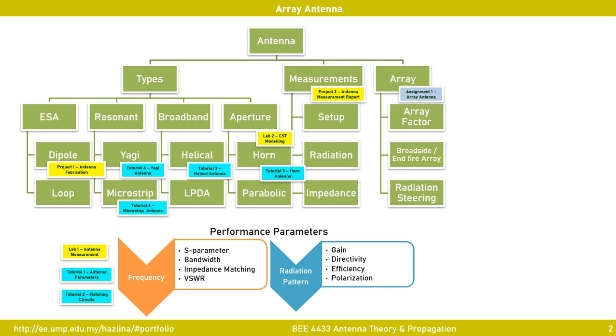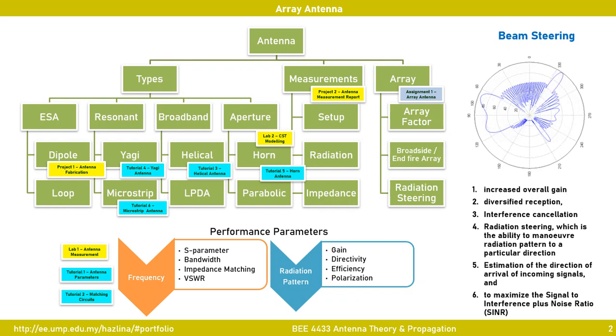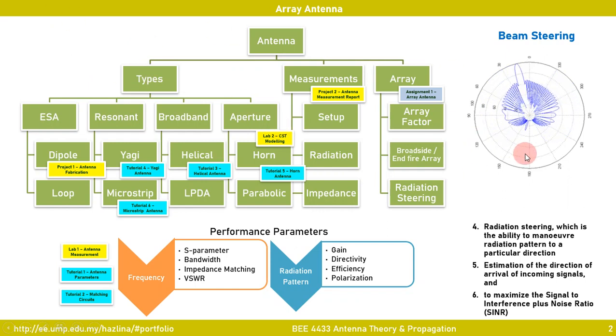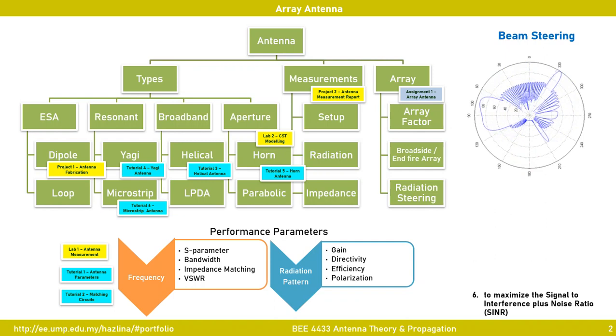In the previous segment, we had looked into different clusters of antennas, which are electrically small antenna, resonant antenna, broadband antenna, and aperture antenna. While the use of a single antenna completes the transceiver systems, sometimes certain applications may require additional radiation performances, such as increased overall gain, diversified reception, interference cancellation, radiation steering, which is the ability to maneuver the radiation pattern to a particular direction as shown in the figure above, direction of arrival estimation, and to maximize the signal to interference noise ratio, SINR.